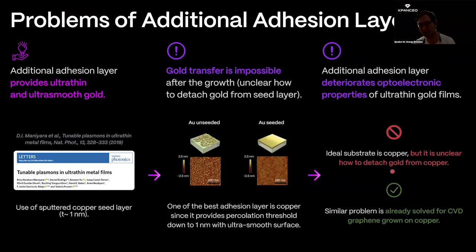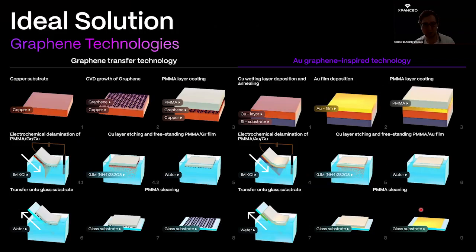But we can think of it from two-dimensional technology. Probably most of you know that graphene is also grown on copper, and for graphene a similar problem is already solved for chemical vapor deposition grown graphene on copper. So the idea is the following: we adjust the technology of graphene, on the left side of the presentation. You can see there is a typical graphene transfer technology, and we can apply the same technique for the gold.